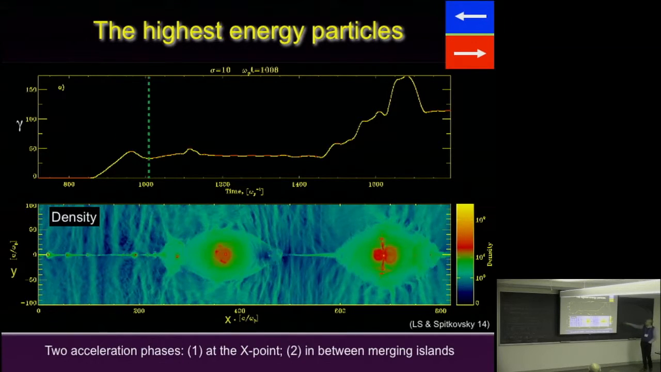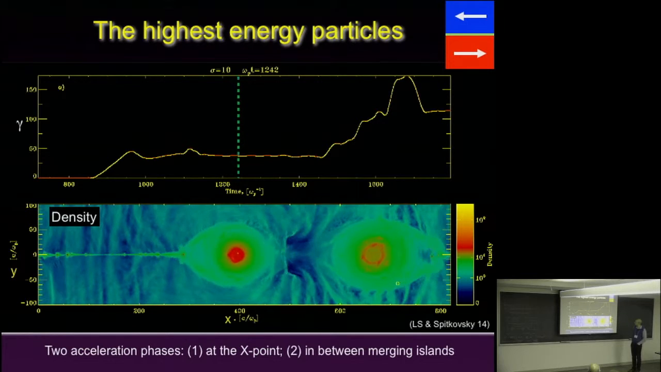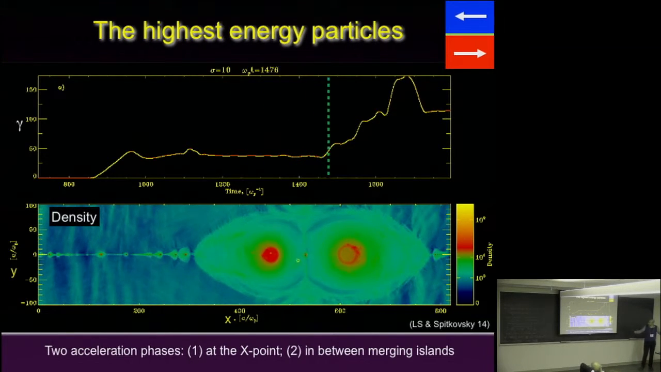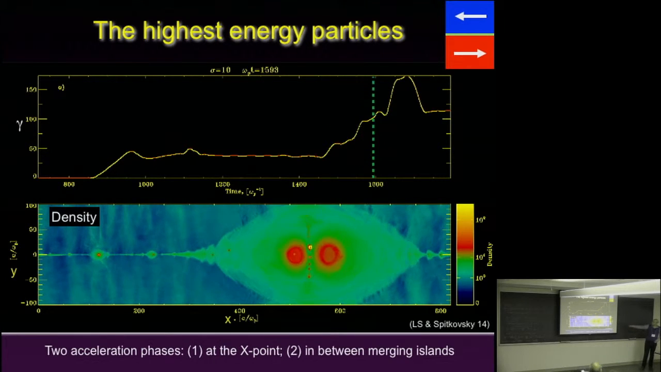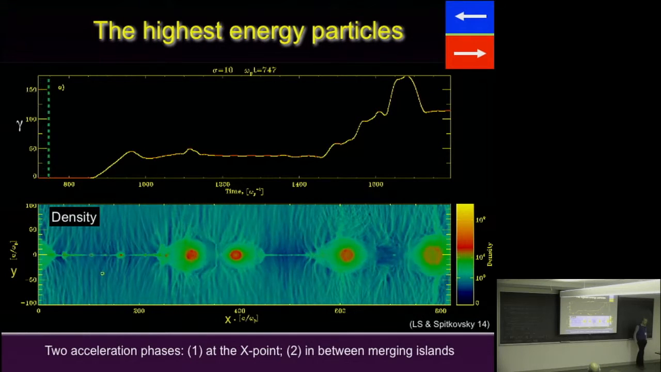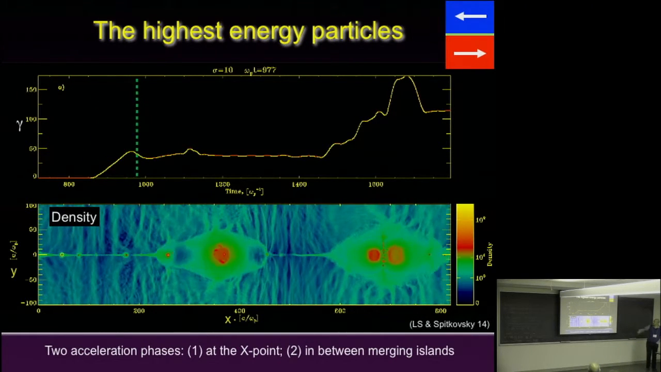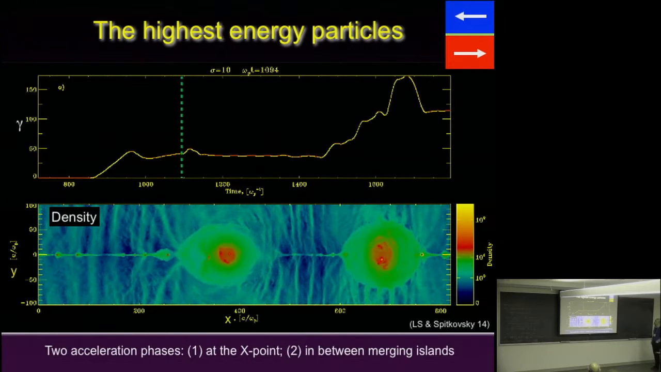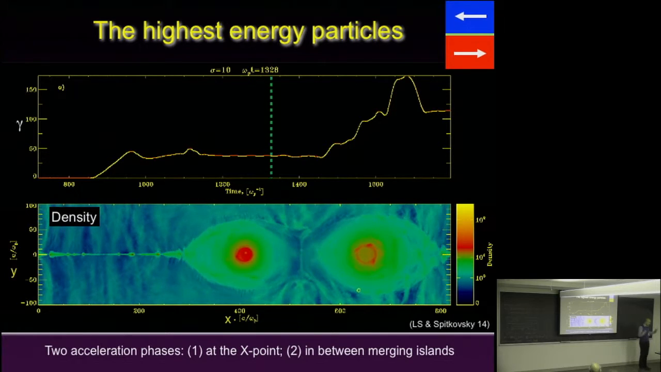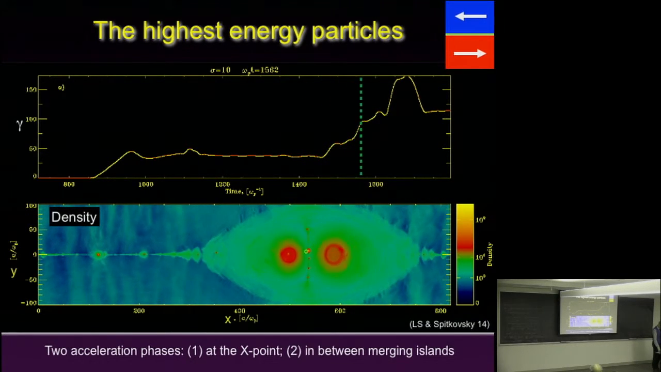Then the particle is trapped in this island. Nothing will happen for a while until these two islands are merging. You have a free energy in the relative motion of the two islands. The energy is given to the particle, that's why the energy of the particle goes up. So there are two stages of acceleration: the first interaction with the current sheet, and then once the particle is advected into the island, in between the two islands, the particle energy will go up, coming from the free energy of the convergence of the flux.